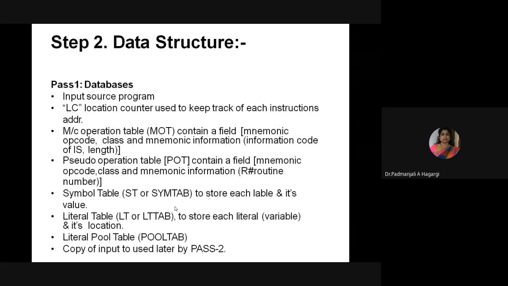So this is how in pass 1 it works. Pass 1 forms the data structures, or different databases: the mnemonic opcode table, the pseudo operation table, the symbol table, the literal table, and the literal pool table. So we need to remember that in step 2 of pass 1, a total of 5 tables are created. Once again, I repeat: the mnemonic operation table, pseudo operation table, symbol table, literal table, and literal pool table. So just look into that.